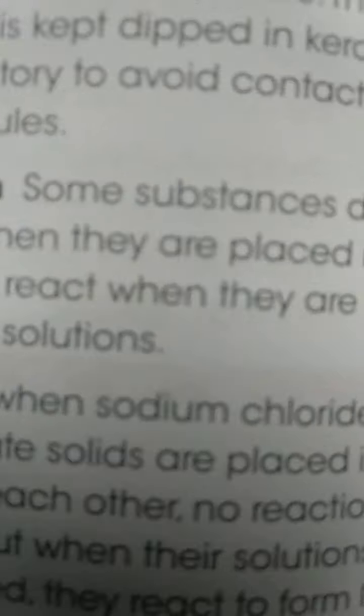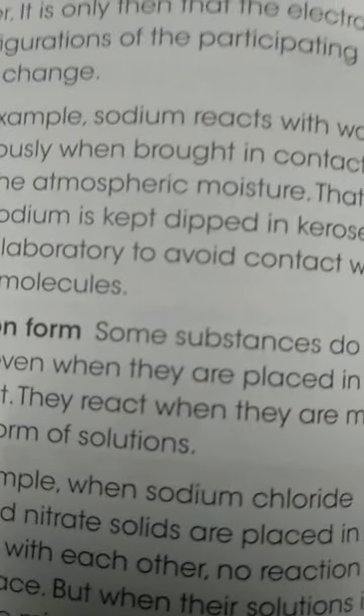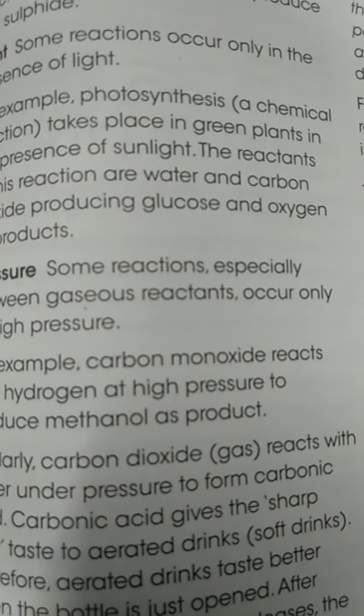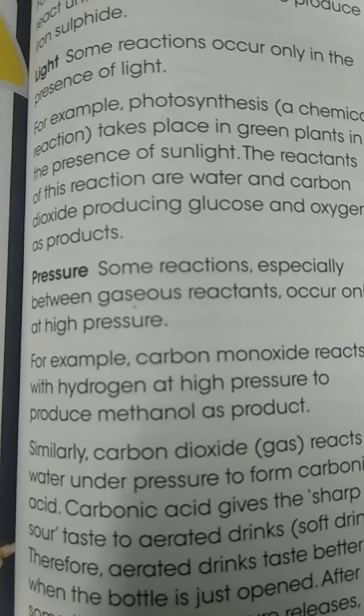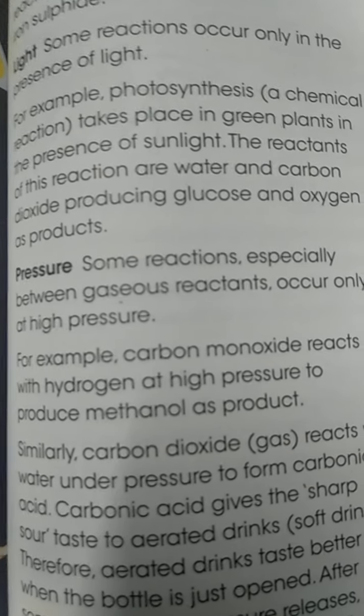Photosynthesis is the greatest example of such reactions, which occurs due to the presence of sunlight. It is due to the presence of sunlight that green plants produce their food through photosynthesis. Now what happens? The reactants of this reaction are water and carbon dioxide, which, when they come in contact with sunlight, produce glucose and oxygen, which are the products.